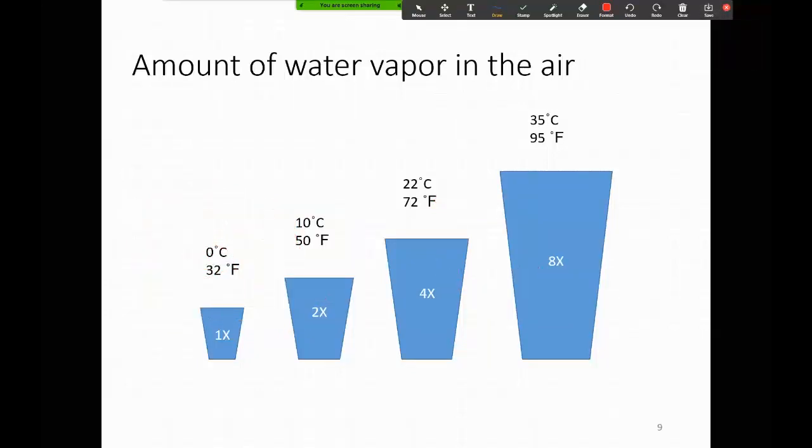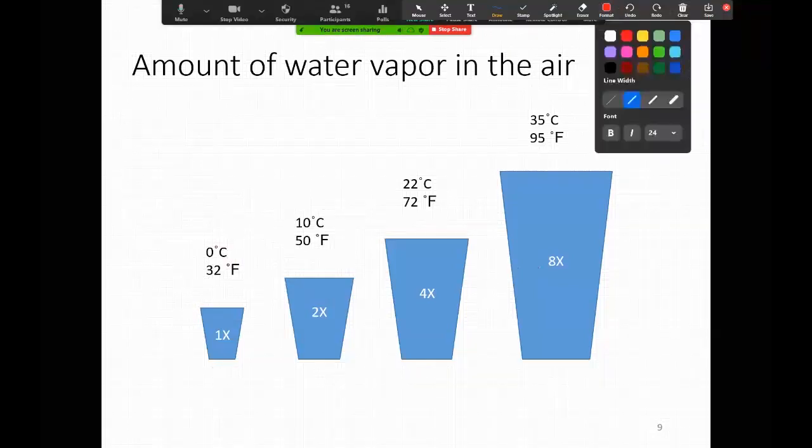So again, here's that rule of thumb. For every 20 degrees Fahrenheit, 32 to 50, 50 to 72, and so on, the moisture storage capacity of air doubles. Okay, so this gives you some idea. And if we have a crawl space, it's sort of the same things going on with that.